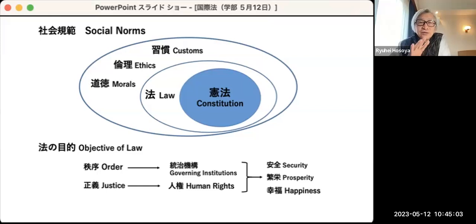Now you should keep in mind, law is not a panacea. I would say it's the most important framework for society, but it's not almighty, but nonetheless, it's very important. And I think you've all heard of this notion of the rule of law.